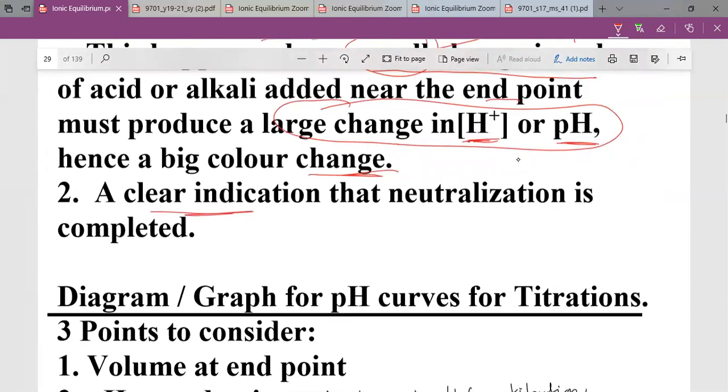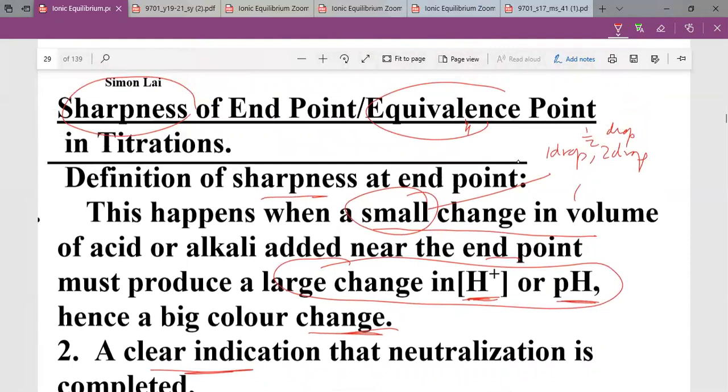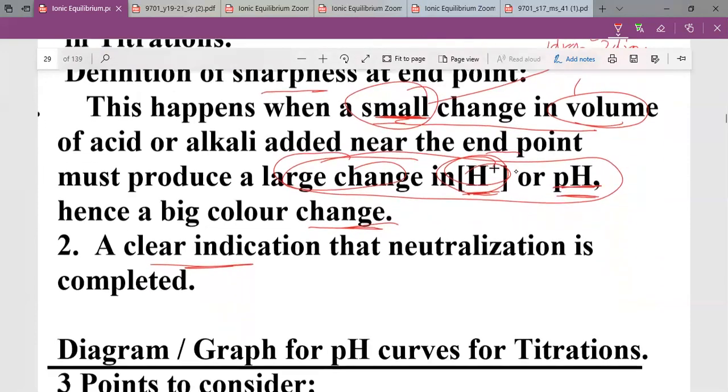Clear indication. So here a sharp endpoint means a small change in volume of the acid or alkali, and it's a big change in your hydrogen H plus concentration or big change in pH. And of course, then you get a big color change. See all these small, large, and big, and color change and clear indication. So these are keywords: small change in volume of titrant gives a large change or big change in H plus concentration or big change in pH, gives you a big color change and a clear indication that the endpoint is reached.